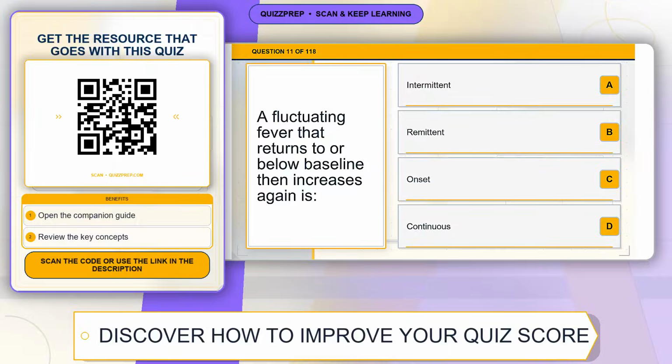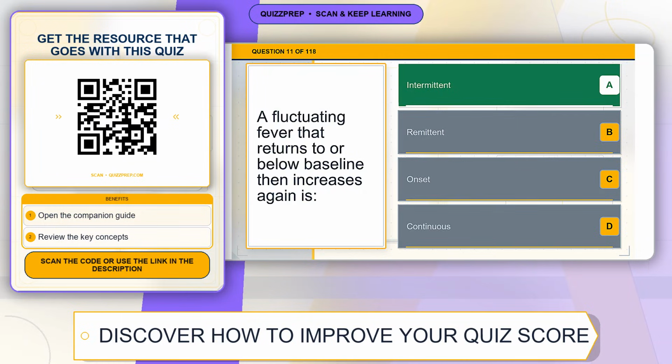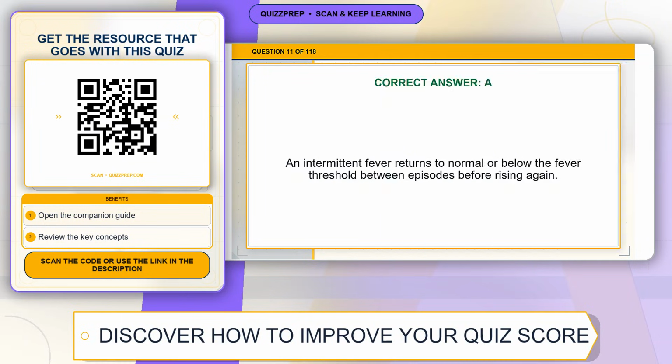Question 11. A fluctuating fever that returns to or below baseline then increases again is: option A, intermittent; option B, remittent; option C, onset; option D, continuous. The correct answer is option A, intermittent. Explanation. An intermittent fever returns to normal or below the fever threshold between episodes before rising again.